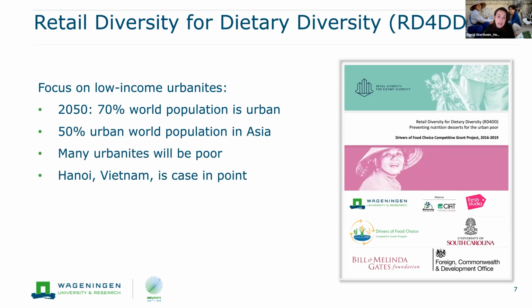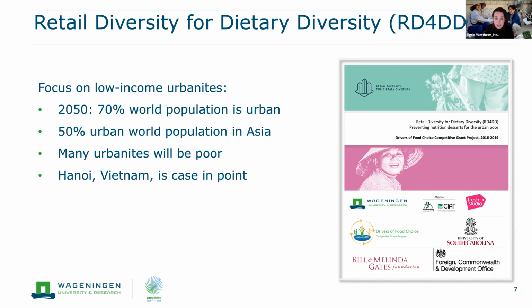Now, then the big question is, of course, what does this do with particularly the urban poor? Because supermarkets are mostly privatized corporations, not all in Vietnam, but most they are, and especially nowadays. And so they tend to invest in areas with middle or higher income populations. But it is very important to focus on these low-income urbanites, since, of course, most of the people, 70% in 2050, will live in urban areas, but moreover, 50% of this urban world population will live in Asia. And many of these urbanites, which we also call the urbanization of poverty, will be poor. And Hanoi is definitely a case in point.